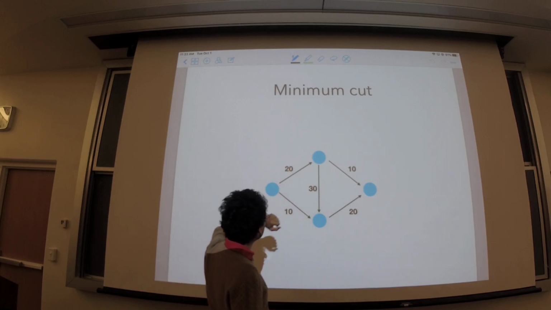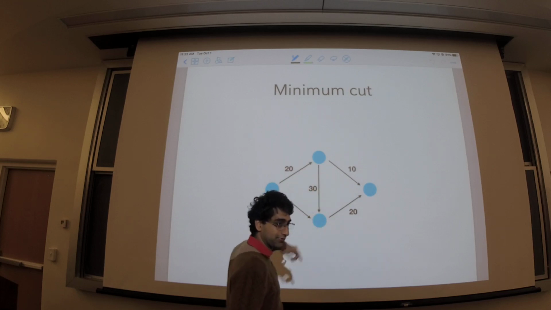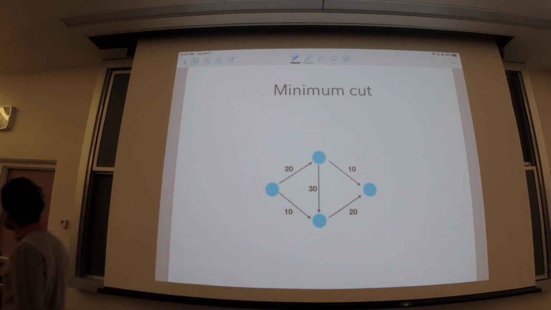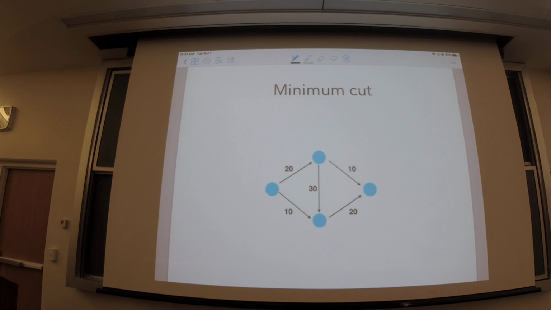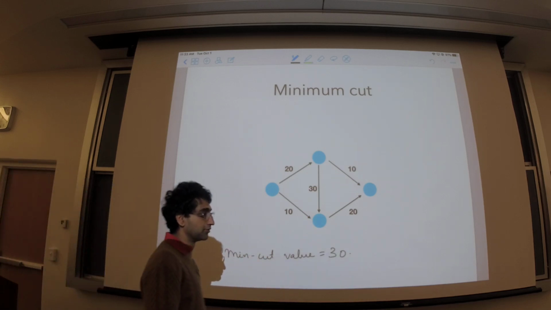You could also do some more expensive cutting where you will be cutting this edge, which is very pointless because you still have to cut lots of edges. And so here it turns out that the min cut value equals 30. It's the sum of all the edges that you need to cut. This is how you define the value of the minimum cut.